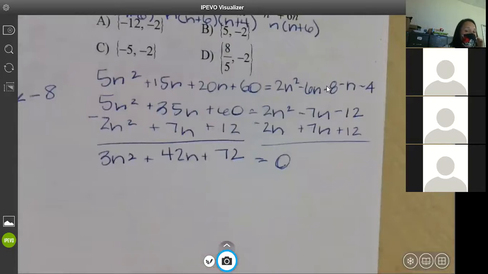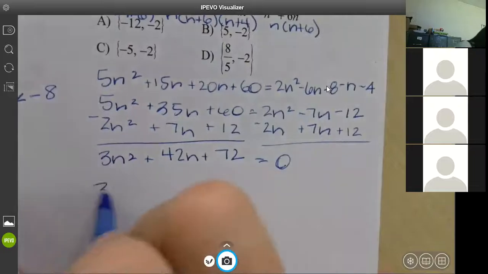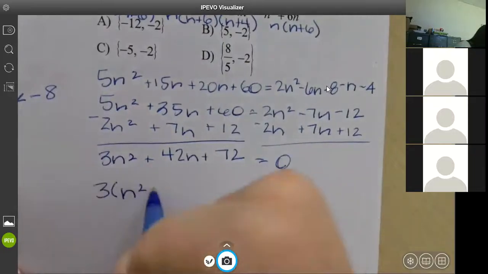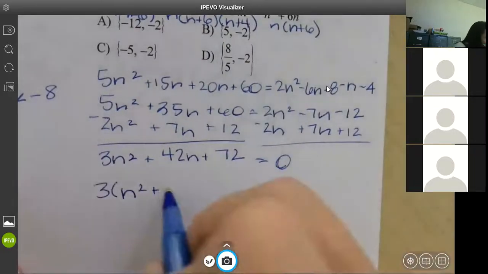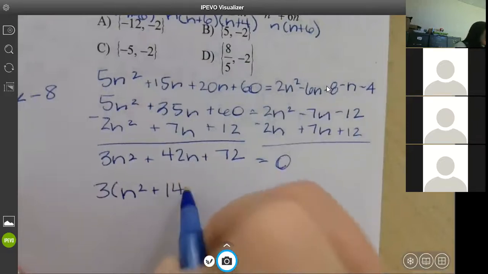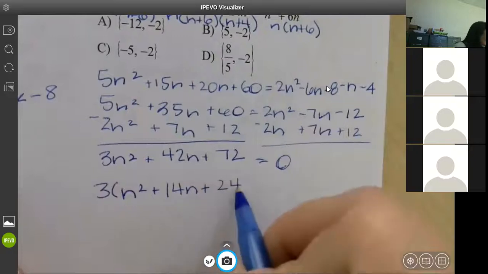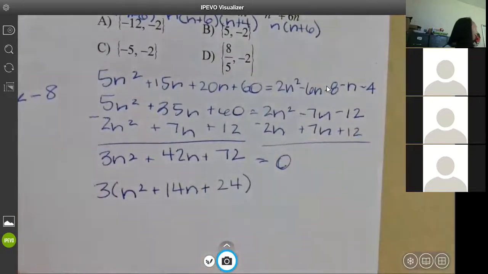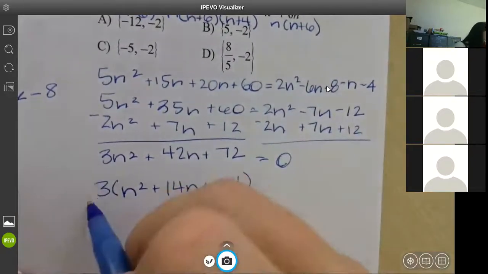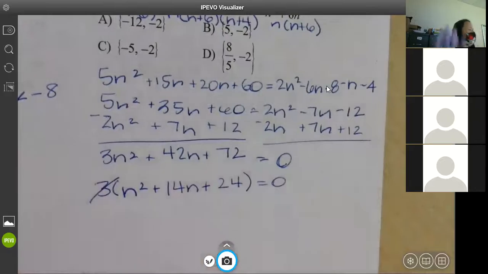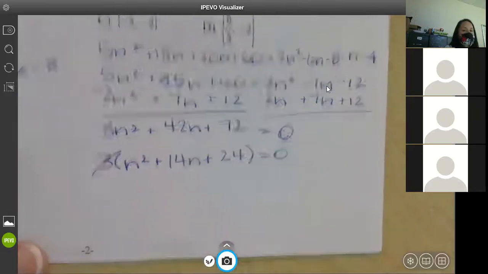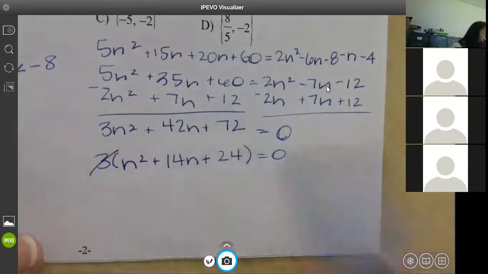What can I do? Make it easy on yourself, please. A GCF of what? 3. Leaves me with n squared plus 14n plus. Everybody go with 24? Everybody okay? The 3 does not matter because if I divide it over, I'm just going to get 0 as well. Factors of 24 that add to 14.